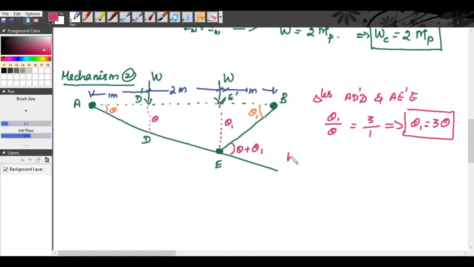Now, external work done is equal to W, external loads, W into theta plus W into theta 1. Substitute theta 1 is equal to 3 theta. We get external work done is equal to 4 W theta. Similarly, we will find the internal work done.